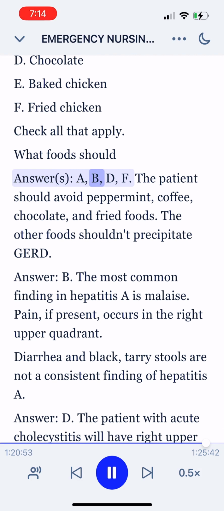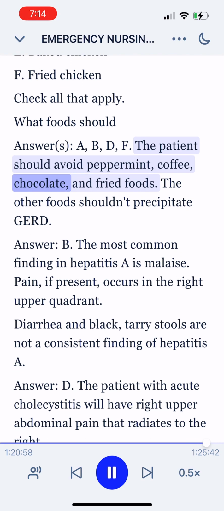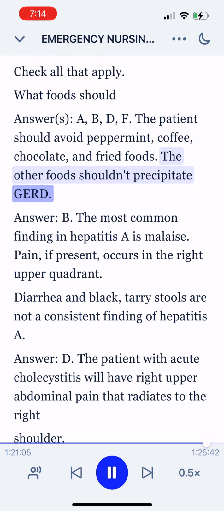Answers: A, B, D, F. The patient should avoid peppermint, coffee, chocolate, and fried foods. The other foods shouldn't precipitate GERD.